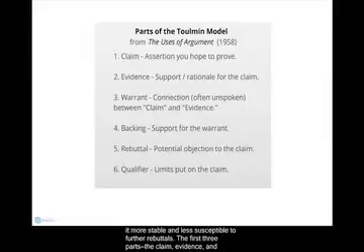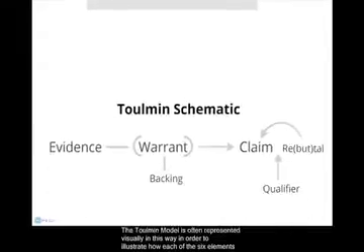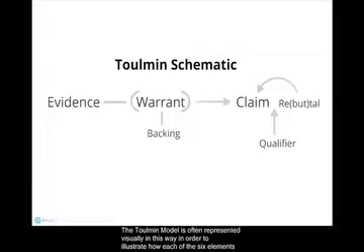The first 3 parts, the claim, evidence, and warrant, are the primary components of the model, and the second 3 parts, the backing, rebuttal, and qualifier, are the secondary components because they supplement the primary ones. The Toulmin model is often represented visually in this way in order to illustrate how each of the 6 elements relates to and depends on each other. As you can see, the warrant sits between the evidence and the claim, but is put in parentheses because the warrant in many arguments is often left as an unstated assumption instead of being explicitly drawn out.